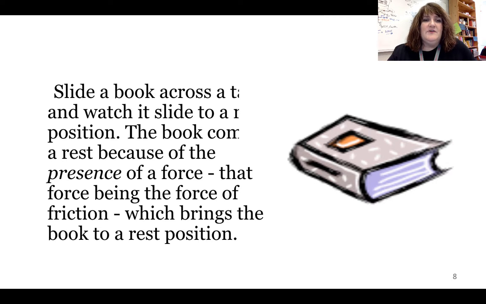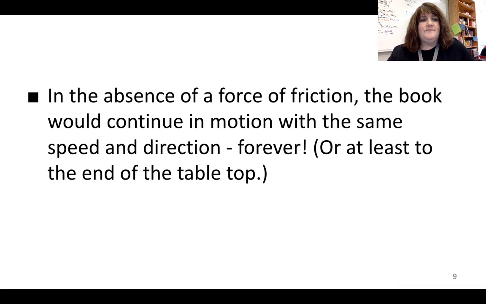If you slide a book across the table, watch it slide to a rest, the book comes to rest because of the presence of a force, and that force being friction. Okay? In the absence of an external force, though, in the absence of that force of friction, the book would just continue to move in the same direction and speed forever, or at least till it hit the end of the table.